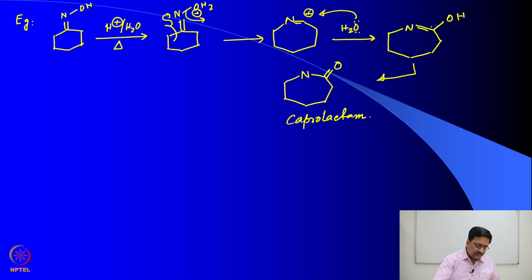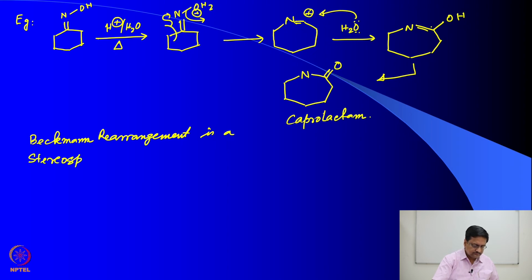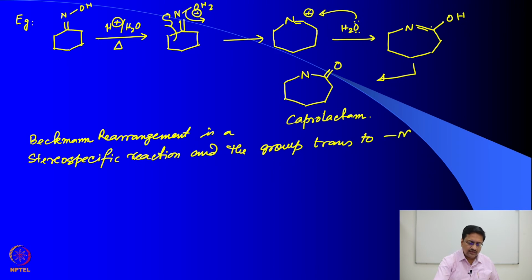So, what we understand about this Beckmann rearrangement is a stereospecific reaction, and the group trans to the OH group migrates.